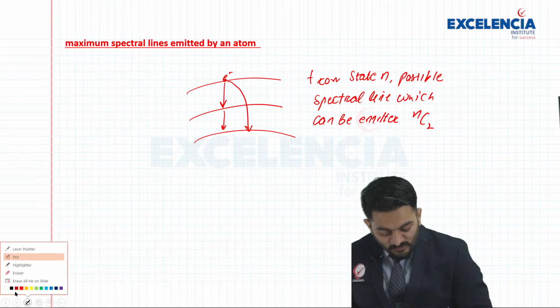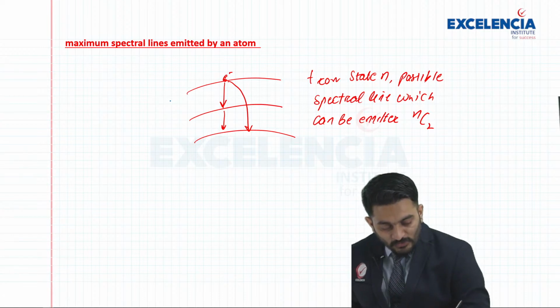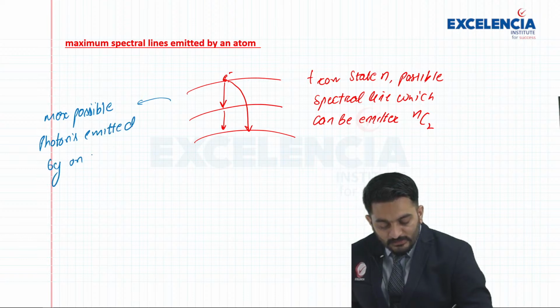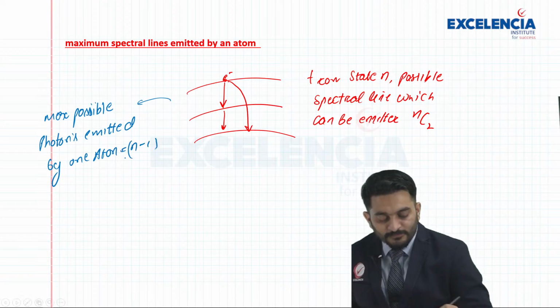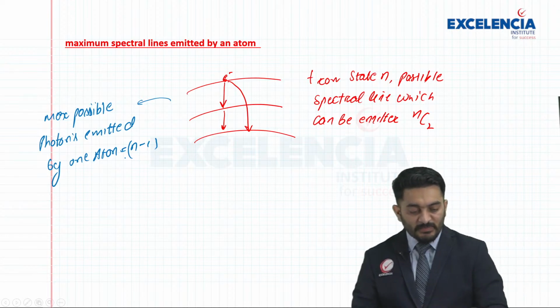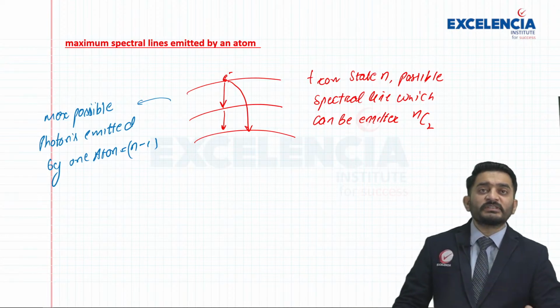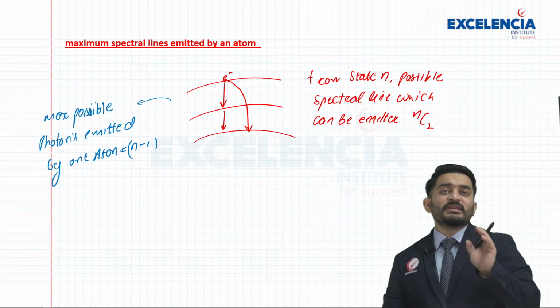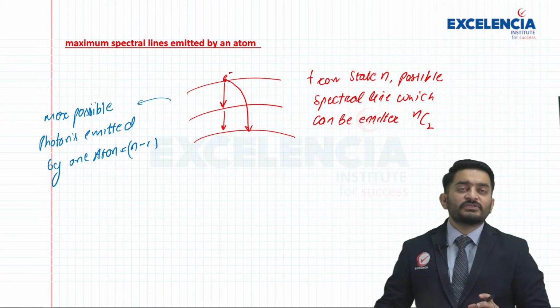There is also one more thing, the maximum possible photon. If they ask you for the maximum possible photons, remember that the maximum possible photons emitted can be simply calculated by this formula for one atom, which is n minus 1, which is pretty basic, and you can easily remember. So these are the two types of question which can come when it comes to the maximum spectral lines emitted by an atom. You should remember what exactly you have to use.